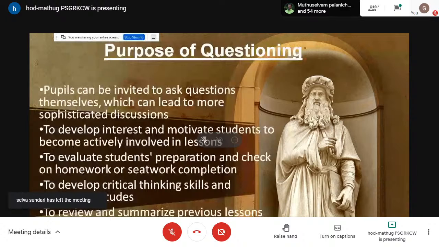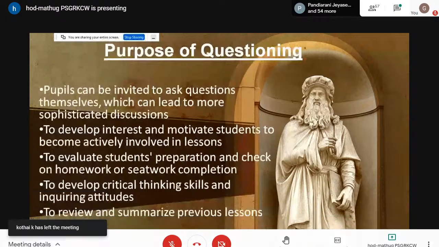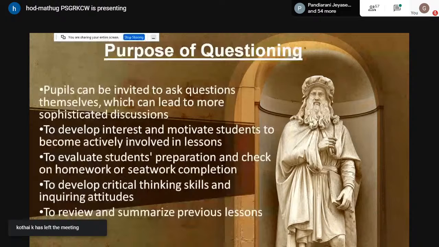And it develops interest and motivates students to become actively involved in lessons. The purpose of questioning is to develop critical thinking skills and inquiring attitudes. Also, this questioning is to review and summarize previous lessons. So every day when you start your class, just review and summarize your previous lessons.